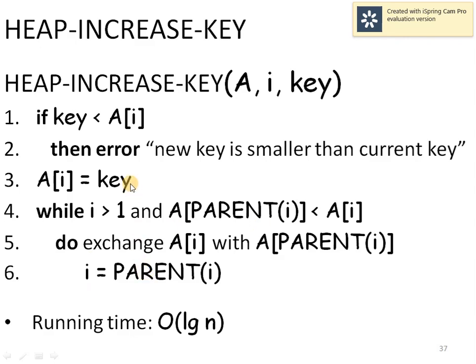Again, if we talk about the running time of this function, then lines number 1, 2, 3 are constant time operations, but in line number 4 we are executing a while loop. So in the worst case, we will start from the leaf node. We will increase its value to something which is greater than the root node. In that case, we have to traverse the tree completely from the leaf node till the root.